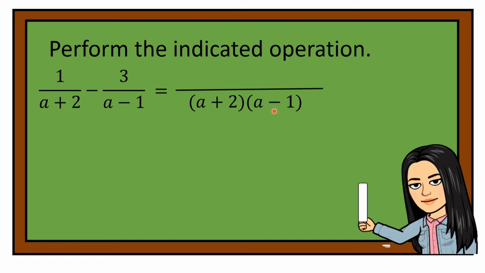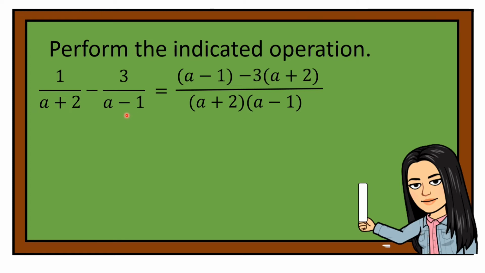Next, divide the LCD by the first denominator. So the quotient is a minus 1. And then, multiply a minus 1 by 1. So still the answer is a minus 1. Next, copy the operation, which is subtraction. And then, divide the least common denominator by a minus 1.